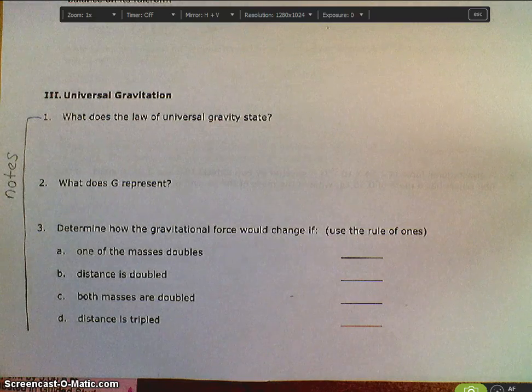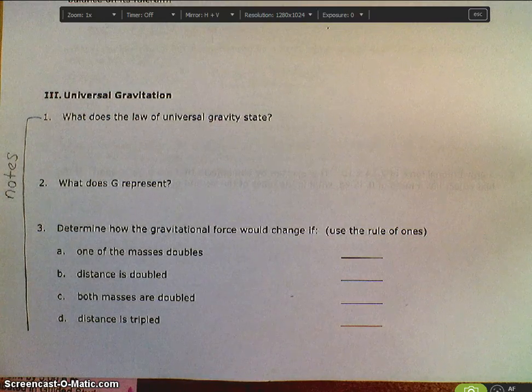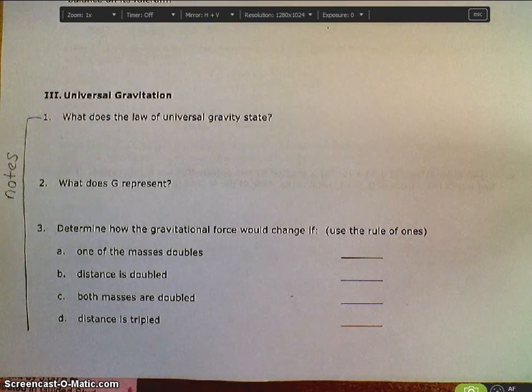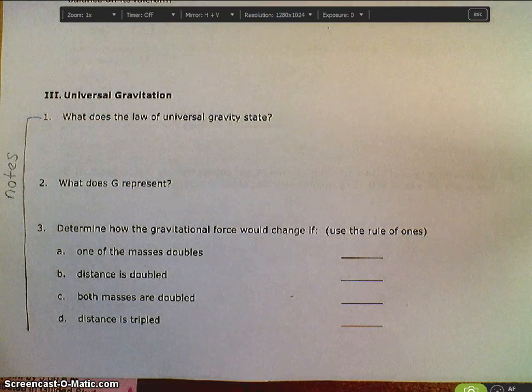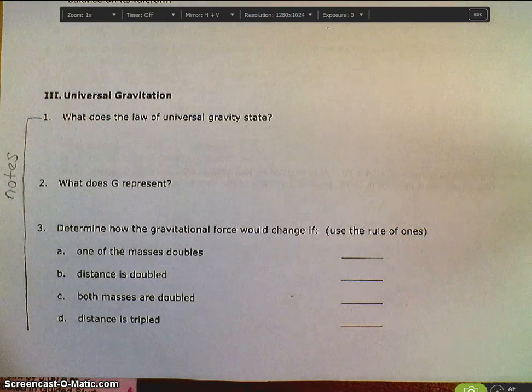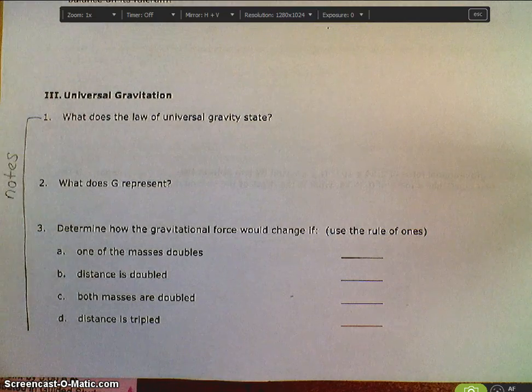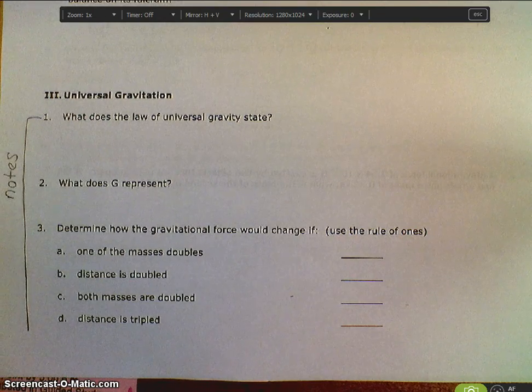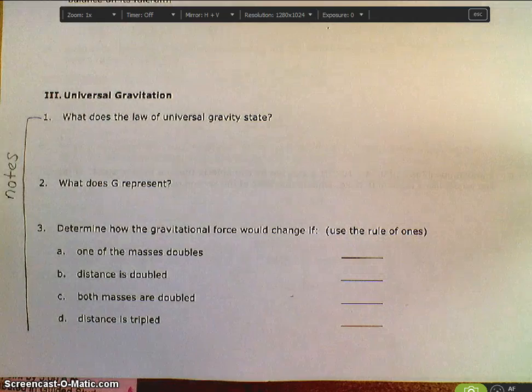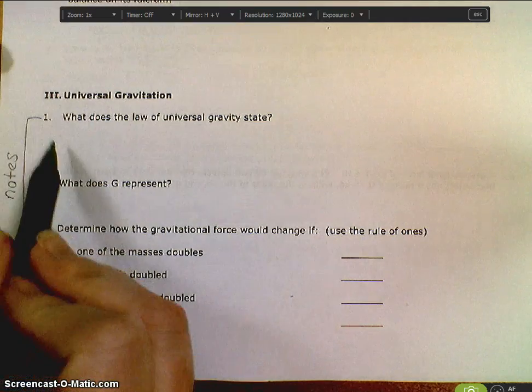Now this screencast is going to help you with part 3 of the review on universal gravitation. Remember that we covered universal gravitation right after centripetal force, and so there weren't a whole lot of notes on there. We didn't have a PowerPoint on it. The only things that you're truly going to get straight from your notes are numbers 1 and 2.